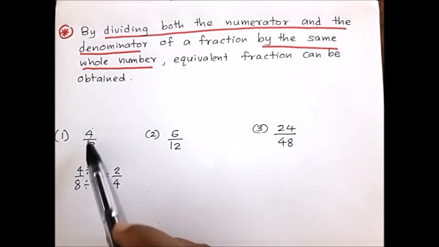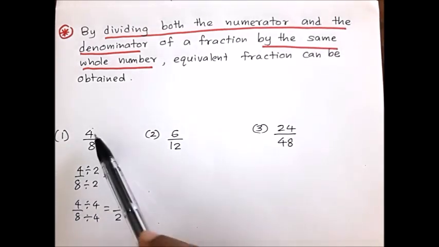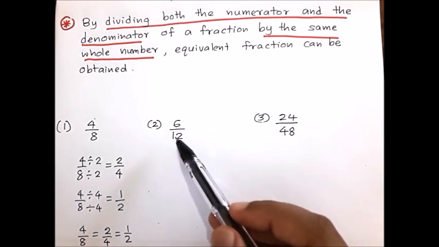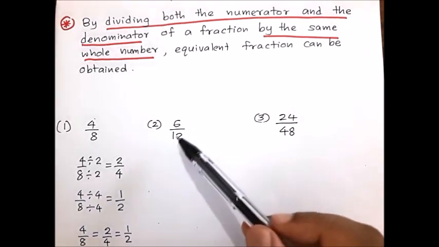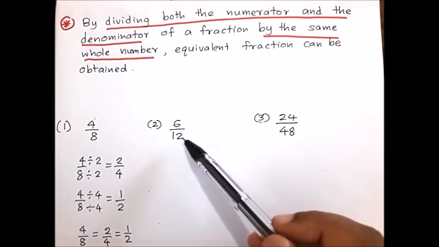Then you can divide both numerator and denominator by 4. 4 divided by 4, 1. 8 divided by 4, 2. These three fractions are equal. We can say these three are equivalent fractions. 4 over 8 equal 2 over 4 equal half. Now look at second example, 6 and 12. What are the numbers you can divide both numerator and denominator? You can divide both by 2, or you can divide both by 3, or you can divide both by 6.